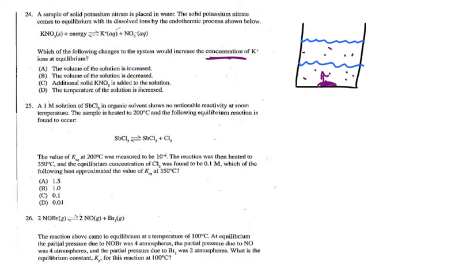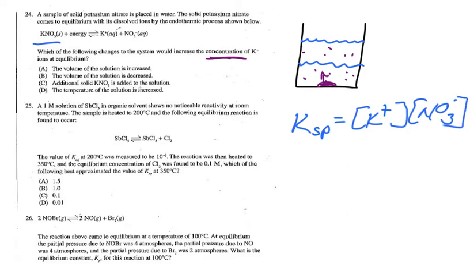If you were to write an equilibrium expression of this reaction, it would be K. It's a dissolving reaction. It's a weird one because this is completely soluble, but it would be Ksp equals K plus and NO3 minus. There would be no KNO3 in it because it's a solid, so that's not going to shift it either way. Let's see what our last choice is.